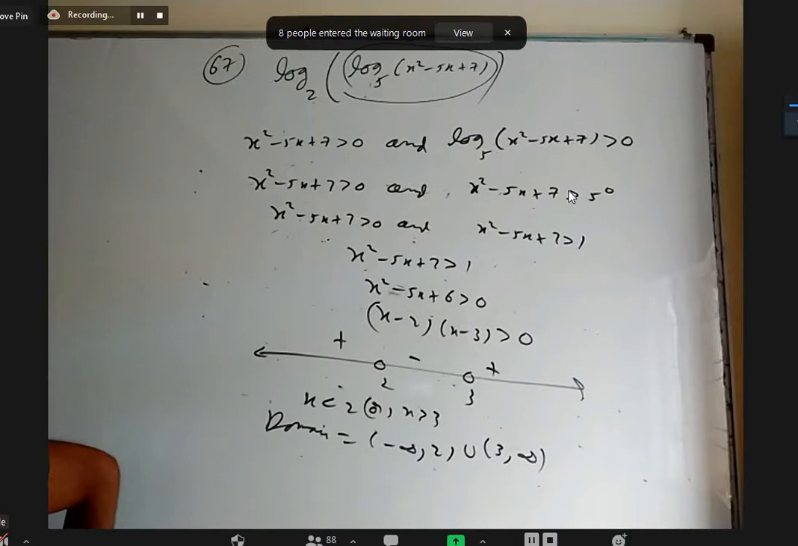Sandeep, understood 67? Yes, sir. Okay. Sir, what is the closed bracket of x, sir? Only x, sir. What do you mean by that? That is the greatest integer function. I have to explain that. That is the greatest integer function.